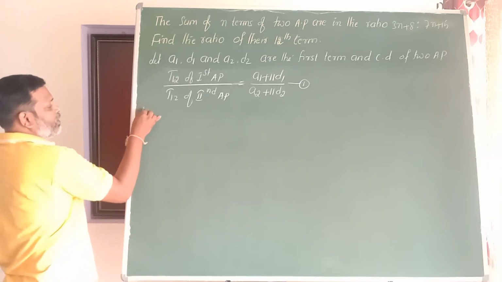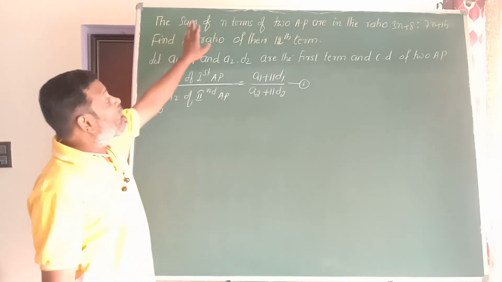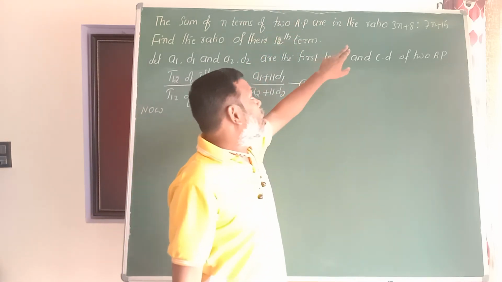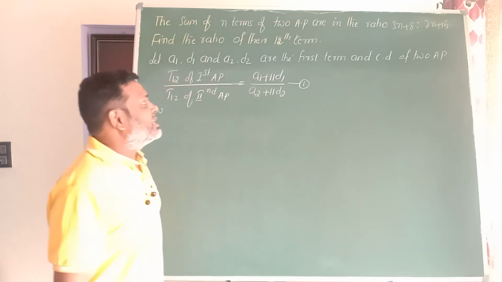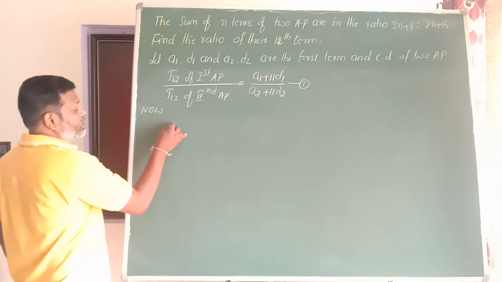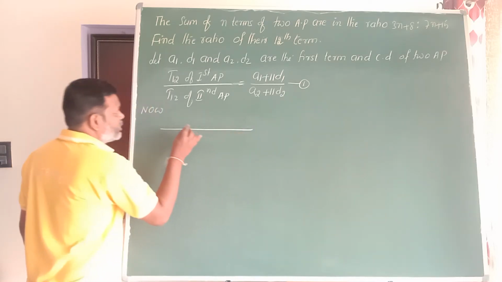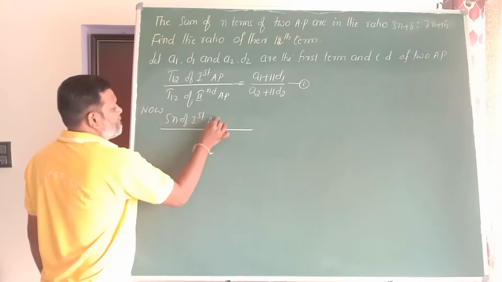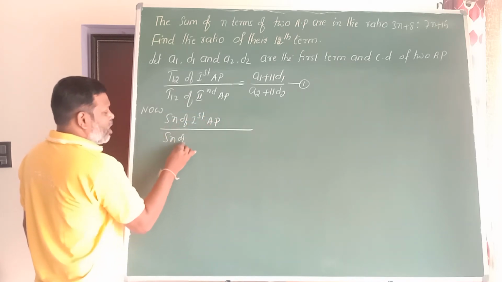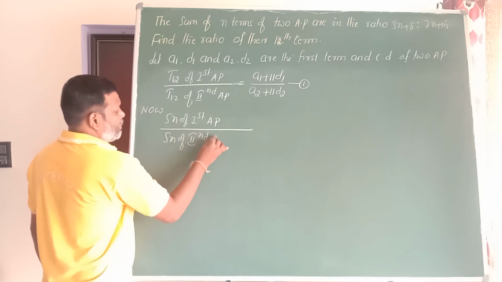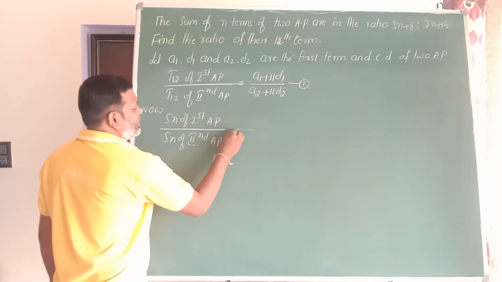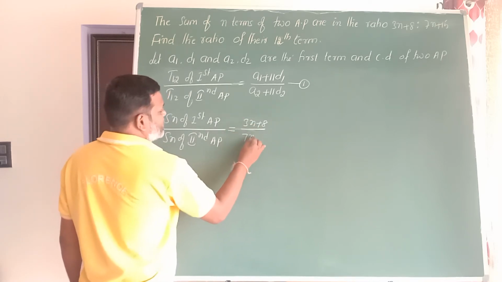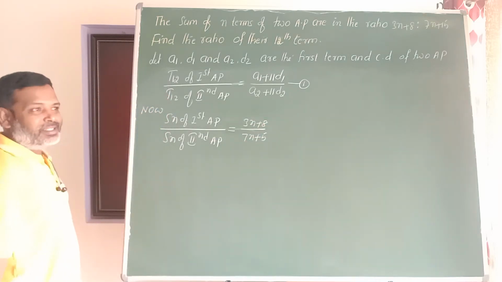Now what is given here? The sums Sn of the two APs are in the ratio (3n plus 8) is to (7n plus 15). Ratio is nothing but we have to take divided by. So I can write Sn of first AP divided by Sn of second AP. What is given is that it equals (3n plus 8) divided by (7n plus 15). Have a look at this.